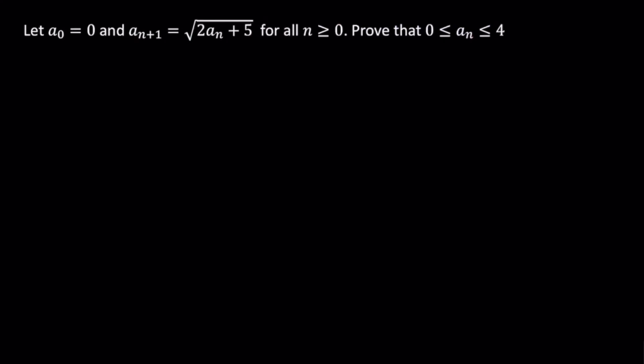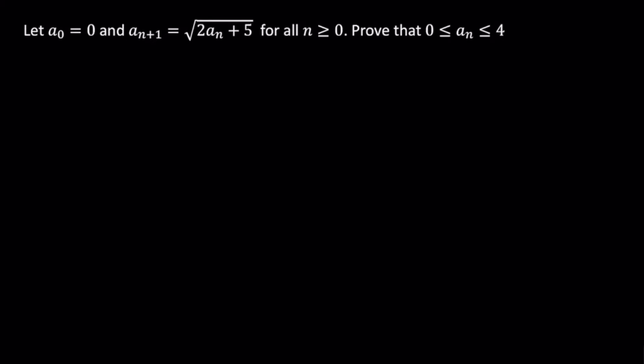So let's go ahead and start our last problem. It reads that we let a of 0 equal 0 and a of n plus 1 equals root of 2an plus 5 for all n greater than or equal to 0. And our goal is to prove that 0 is less than or equal to a of n and is less than or equal to 4. Now that we've seen a few examples, I'd recommend pausing the video and trying the problem on your own before continuing and watching the explanation.